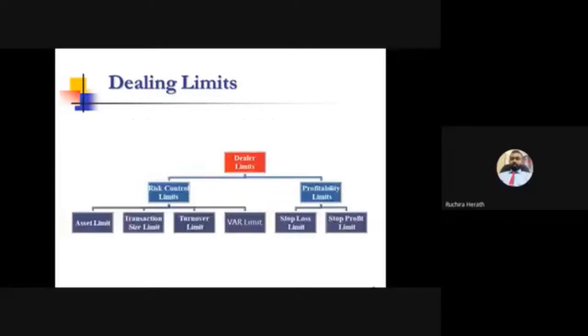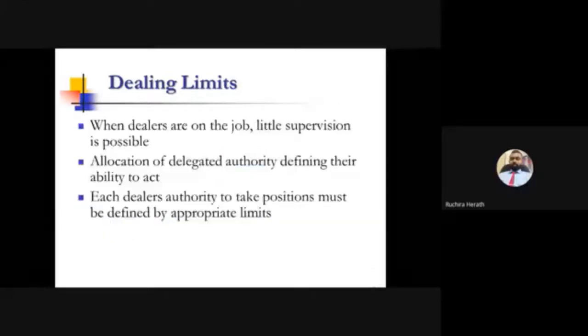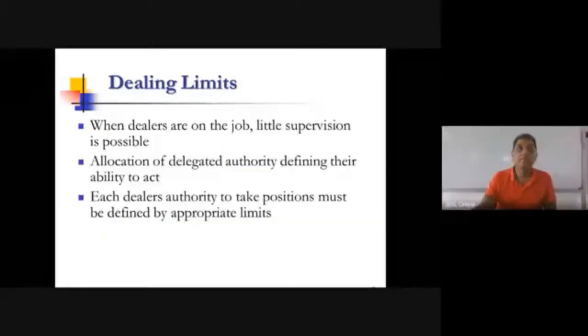Normally, who sets the limit? Market risk is the one who sets the limit. Same way, what happens is the dealer will ask the treasurer. The treasurer will then put a limit request to the CRO, and the CRO will ask questions and then set the limit based on that.